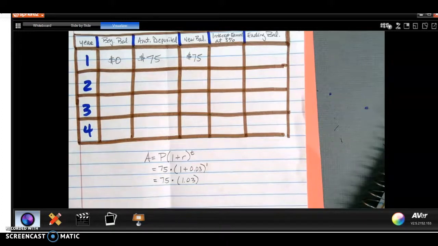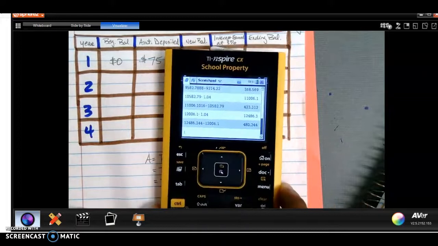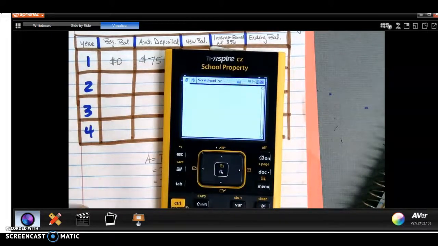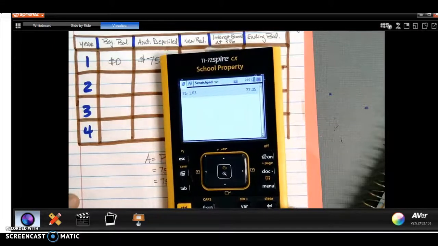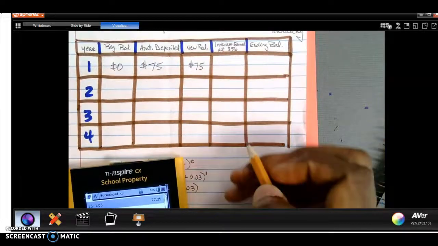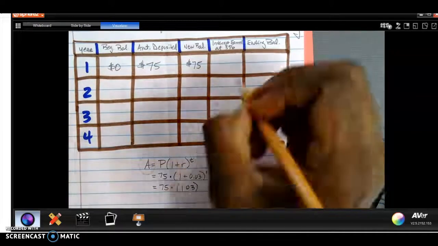When I multiply 75 times 1.03, I'm going to use my calculator here. I will go ahead and clear all of my numbers that I was dealing with. That's 75 times 1.03. That's going to give me $77.25, as you see. Now, I'm not going to write that in as the amount of my interest, because this formula tells me the amount that would actually be in my account. This A is the amount that's actually in the account.